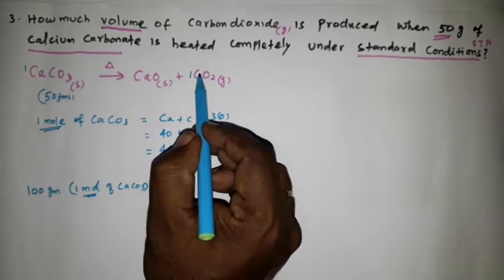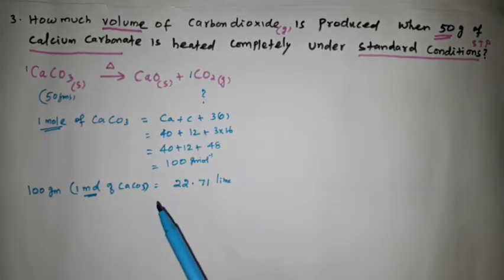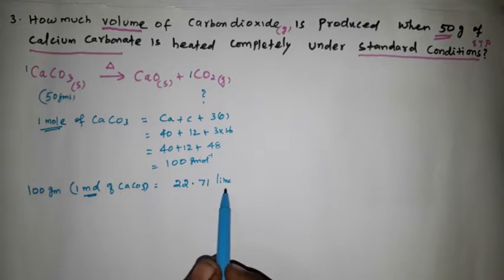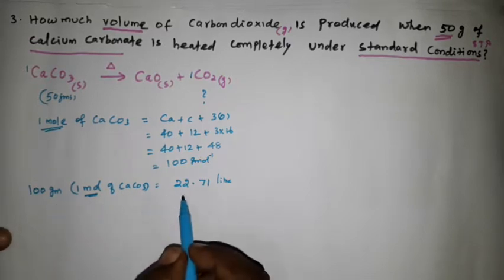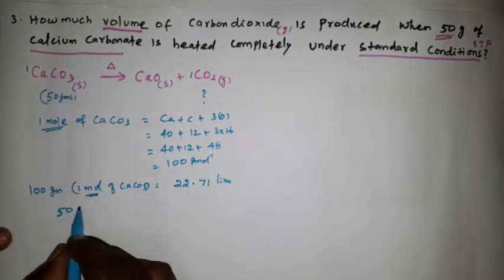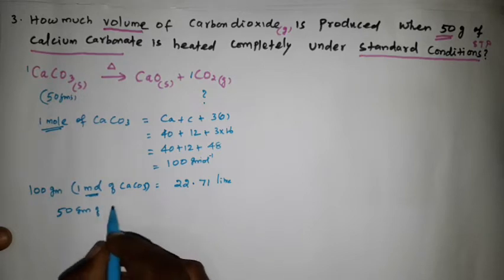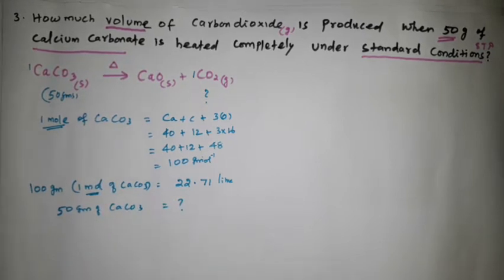So 1 mole of any gaseous substance occupies how much volume? That is the molar volume. Clear? So it will occupy 22.71 liters. So 100 grams of calcium carbonate will produce 22.71 liters. Then 50 grams of calcium carbonate will produce how much volume? That is the concept. So how will you calculate?